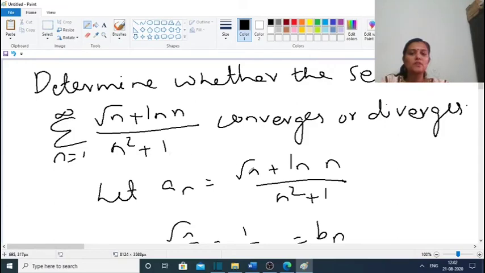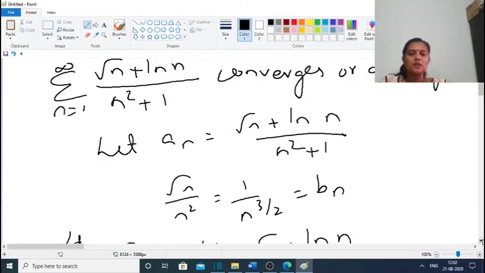Next problem is determine whether the series sigma n equal to 1 to infinity root n plus ln n by n square plus 1 converges or diverges. Let an is equal to root n plus ln n by n square plus 1, and consider the highest degree terms root n by n square, which is equal to 1 by, we can cancel, n raised to half, so this becomes 1 by n raised to 3 by 2. We can take this as bn.